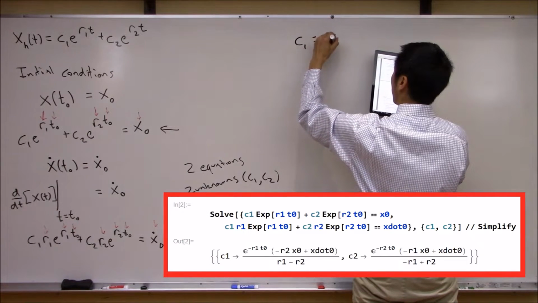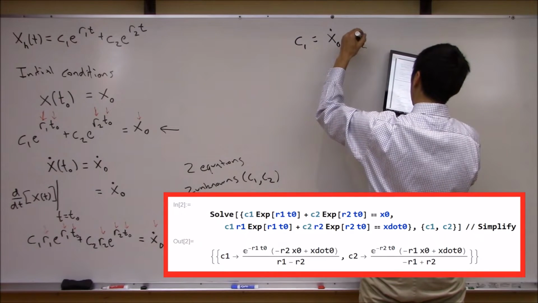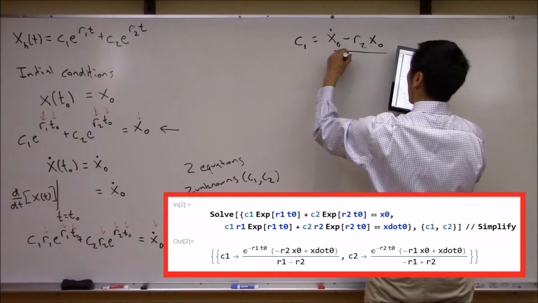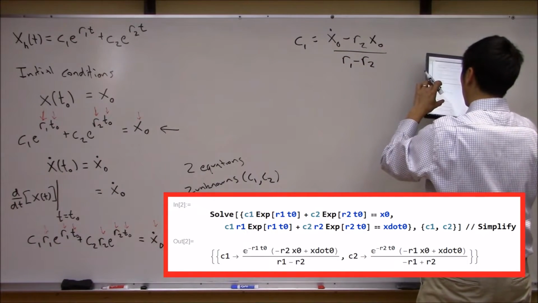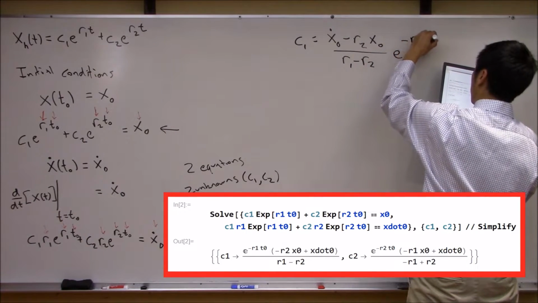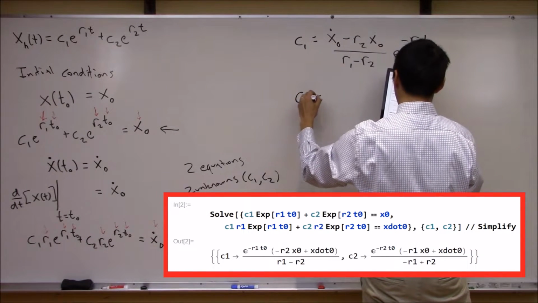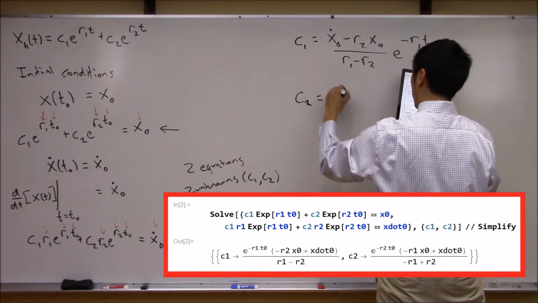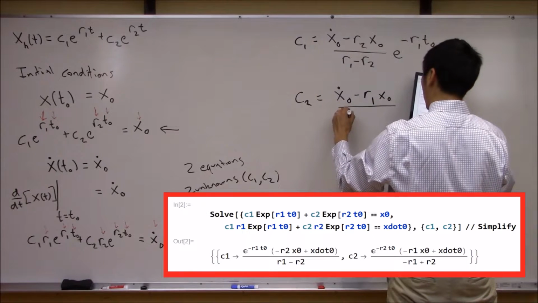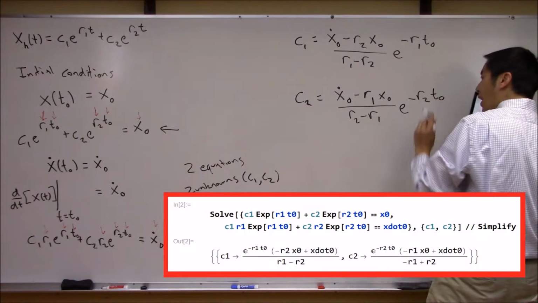The solution we end up with is that c1 has to equal, it's a little bit odd here, so let me write this out, x dot naught minus r2 x0 all over r1 minus r2, times e to the negative r1 t0. And finally c2 is equal to x dot 0 minus r1 x0 all over r2 minus r1, times e to the minus r2 t0. Great, so there we have it.